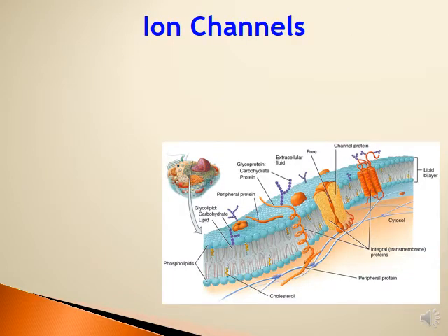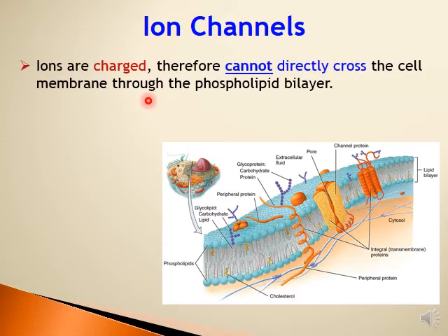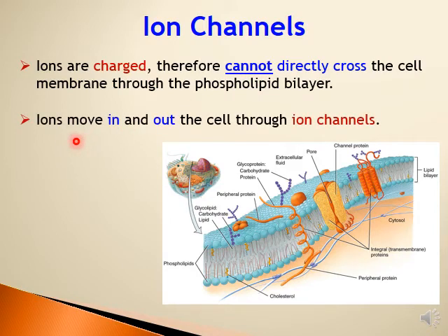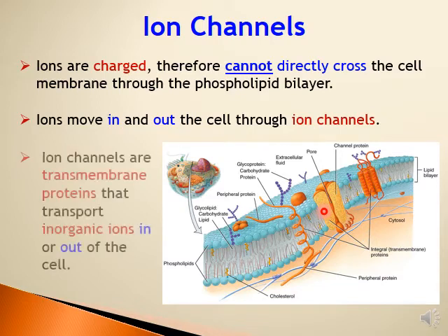Now let's talk about transport through protein channels. And here the best example, as I said, the ion channels. Ions are charged, therefore they cannot directly cross the phospholipid bilayer. That's why they need ion channels. Ions move in and out of the cell through ion channels, and here we can see one of the ion channels. It has a pore that contains water, and this pore that contains water is the path through which ions can enter or leave the cell.